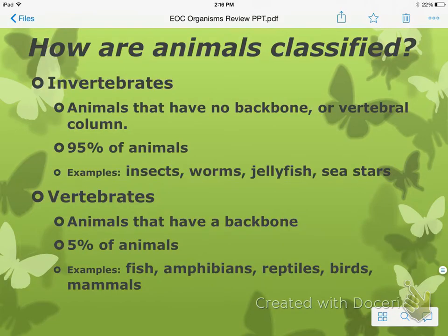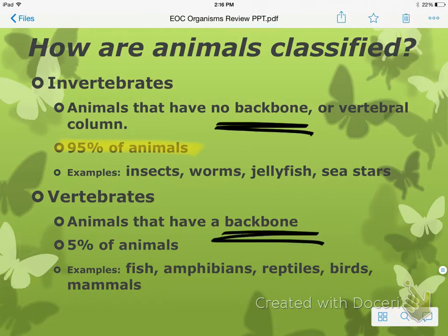So how are animals classified? So animals are either invertebrates or vertebrates. Remember, invertebrates have no backbone, and surprisingly, they're 95% of animals. Vertebrates, on the other hand, do have a backbone, but these are only 5% of animals, but we seem to know the most about these: fish, amphibians, reptiles, birds, and mammals like us.